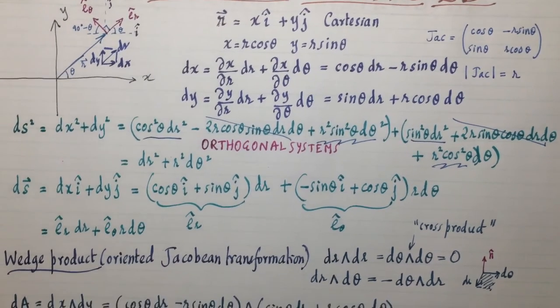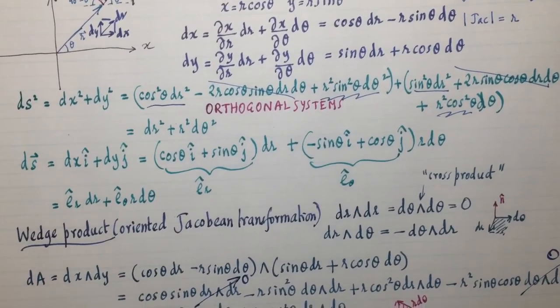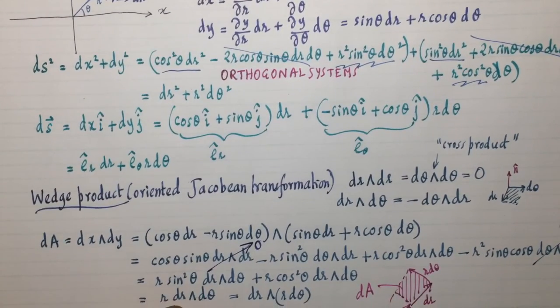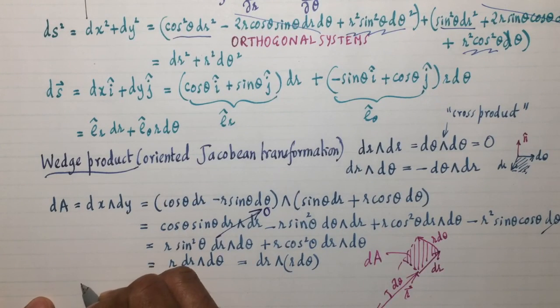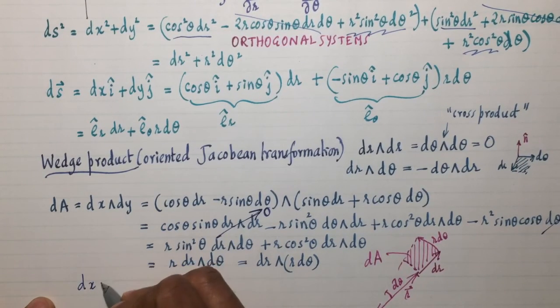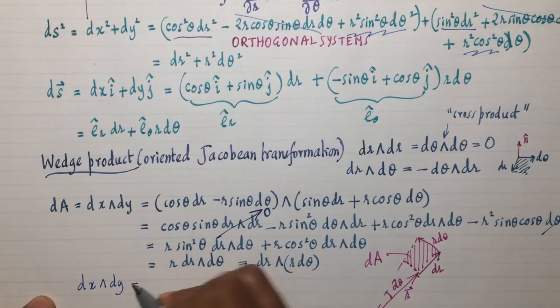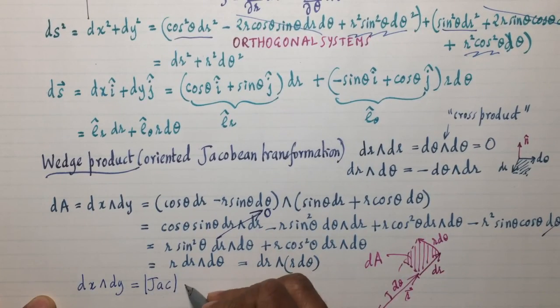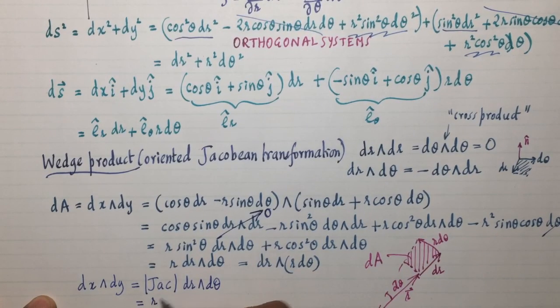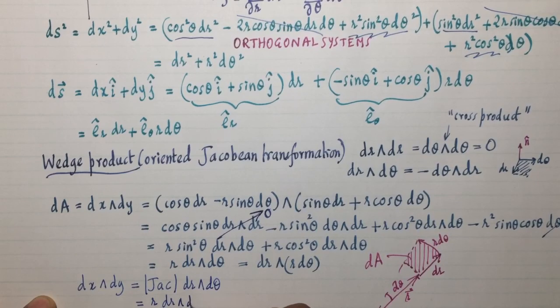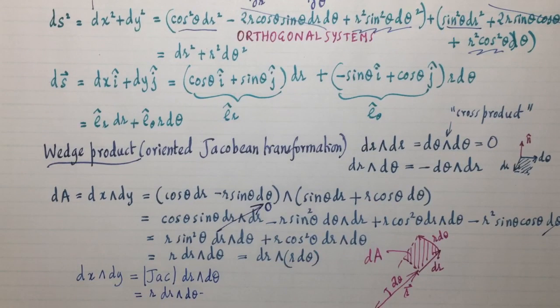So one way of remembering a transformation like this is when you have coordinates and you want to find areas or volumes, in one coordinate system if you have dx wedge dy, in the other coordinate system it's going to be the determinant of the Jac times dr d theta. And here, of course, it's r dr d theta, because the determinant of the Jacobian is just r in this particular instance.